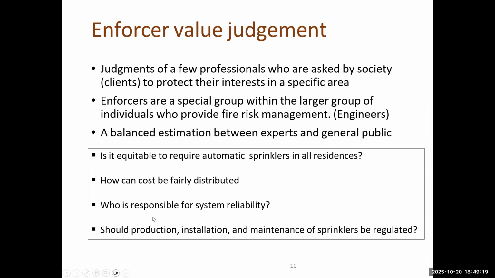So the enforcer has to ask the difficult practical questions that bridge this gap. Is it truly fair to make every homeowner pay for the sprinkler system? If not, who should bear the cost? And if we do require them, who ensures they will still work correctly in the next 20 years? This is the enforcer's judgment. It isn't just about the best technical solution. It is about finding the balance between the fire risk and the cost.